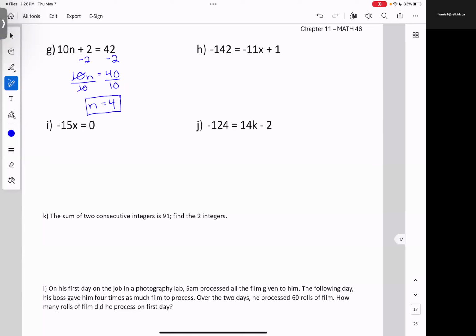Okay, let's do h together now. So first I want to remove that plus 1. So to do so, I'm going to subtract 1 from both sides. That leaves me with negative 143 equals negative 11x. And now to get just my single x on its own, to isolate that x, in other words, I'm going to divide both sides by negative 11. And if I do that, I get 13.